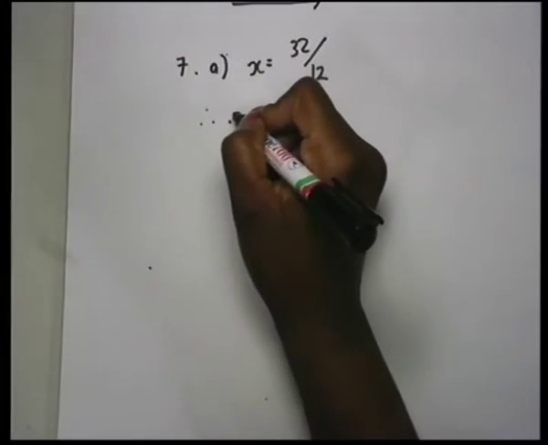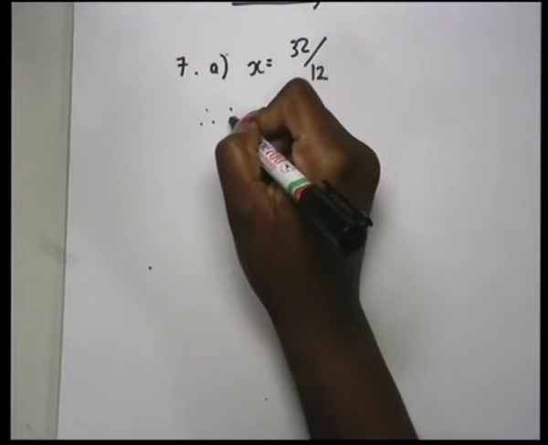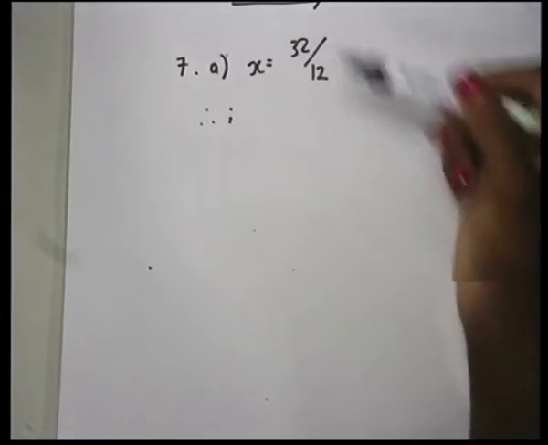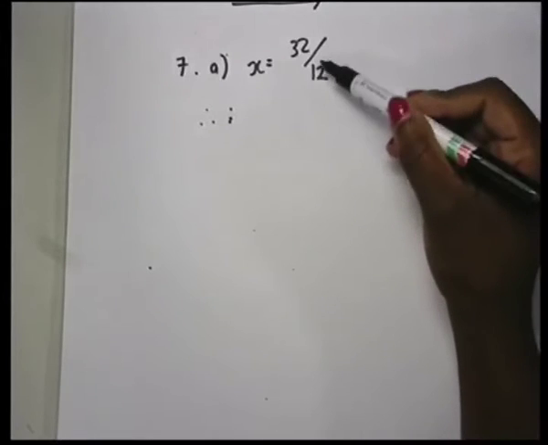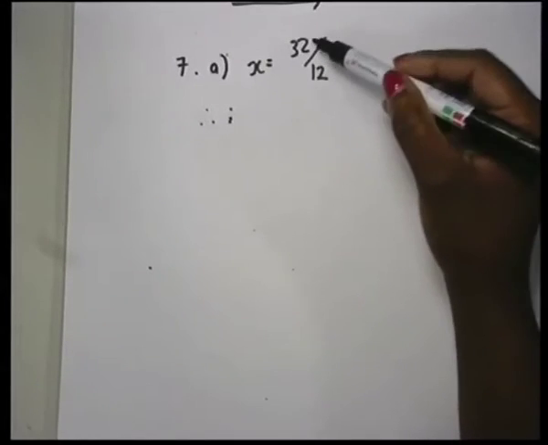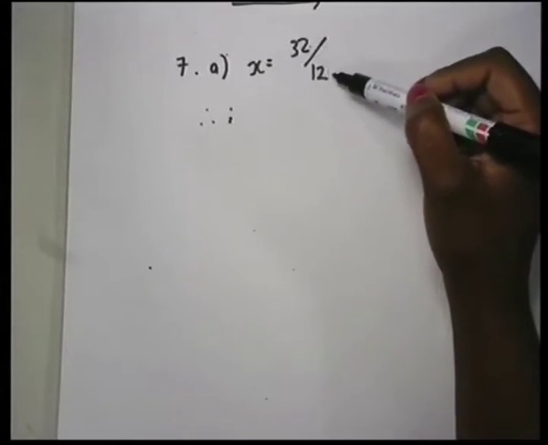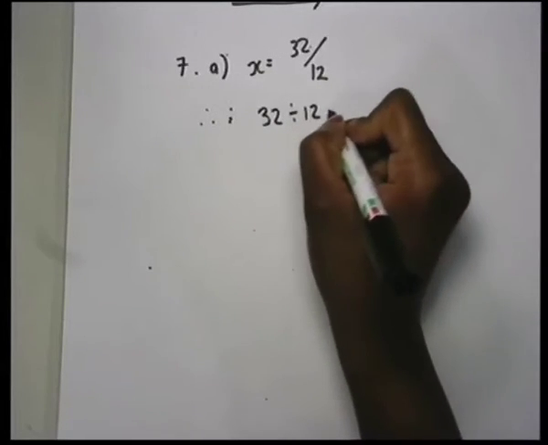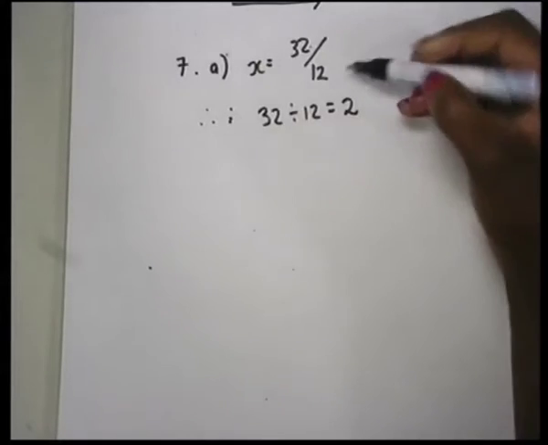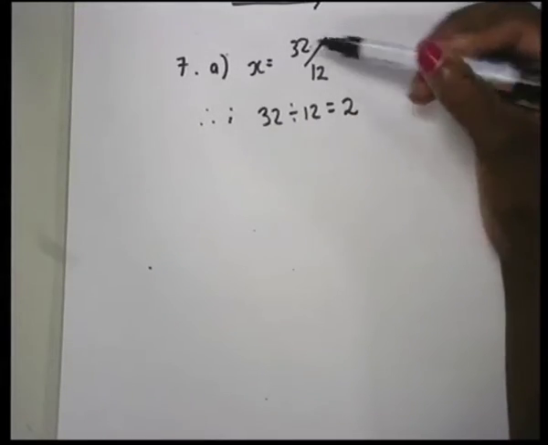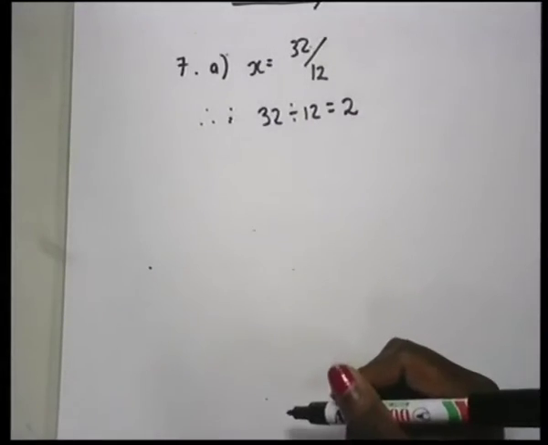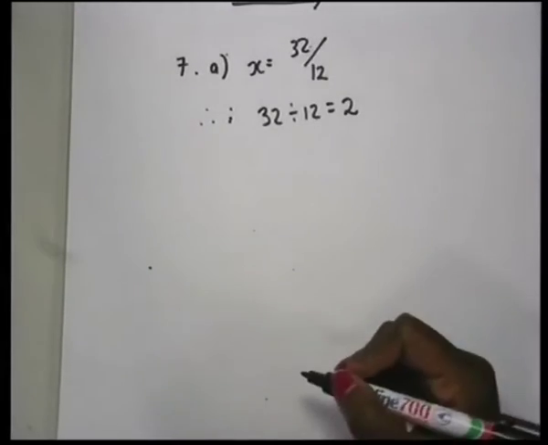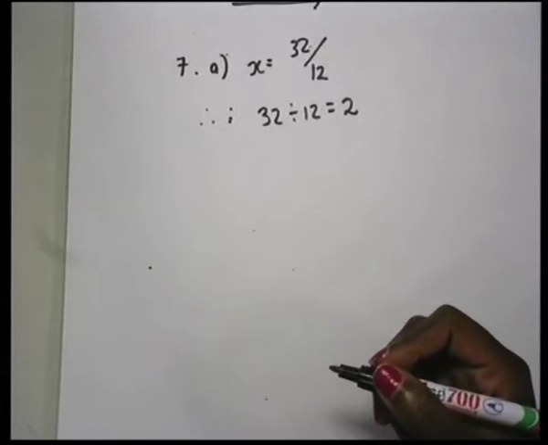Therefore, we need to look at this and think, okay, how many times can 12 go into 32? So I'm going to say 32 divided by 12 is equal to 2. How many times does 12 go into 32? It goes in twice. All right? So then we already know what the first part of this answer is.